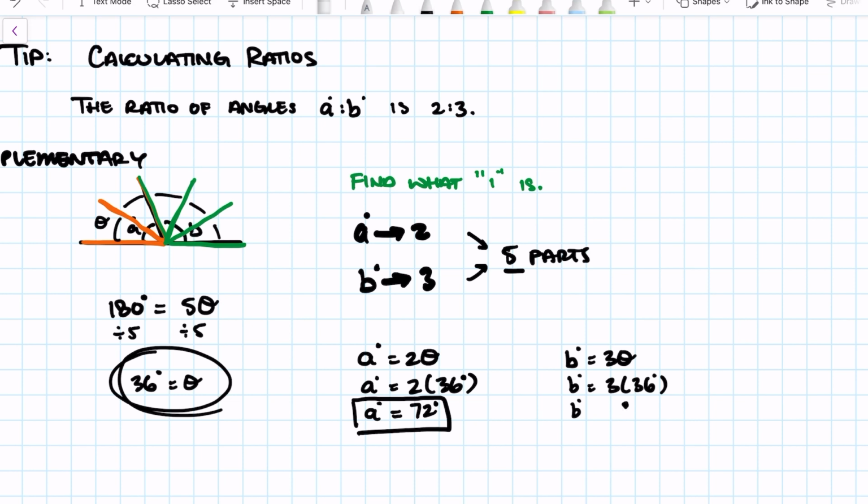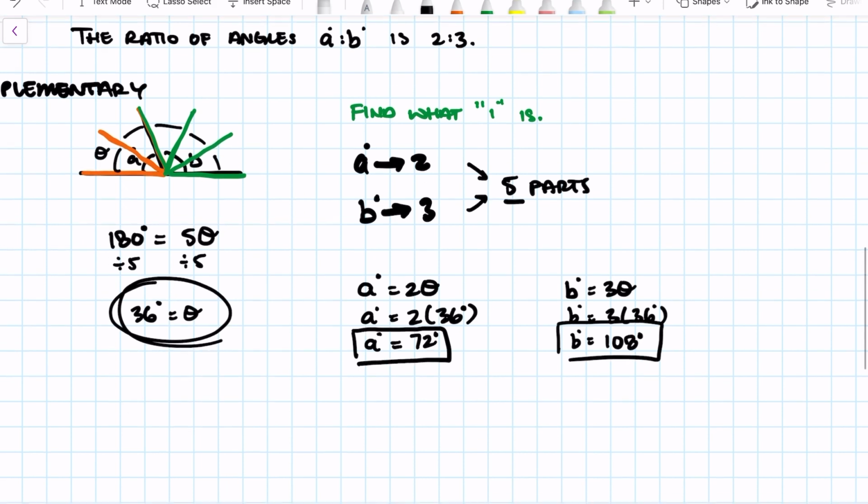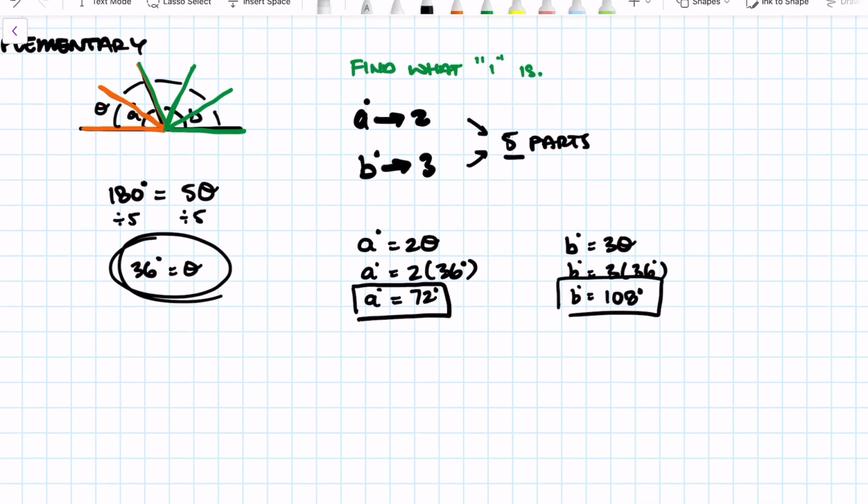Oh, no, not quite. Oops, 108. 108 degrees. That would be angle B. So now, let's see what this means, all right? It's saying that you have angle A that is slightly smaller, and it is 72 degrees. And then you have angle B that is slightly bigger, and that is 108 degrees.